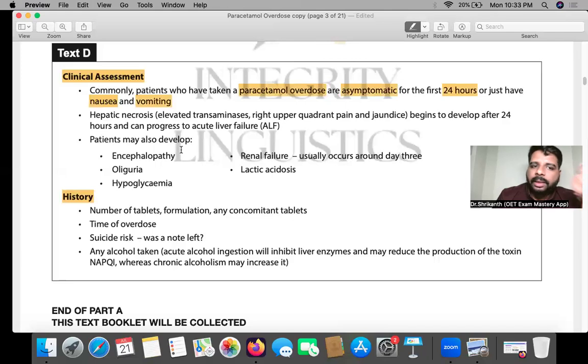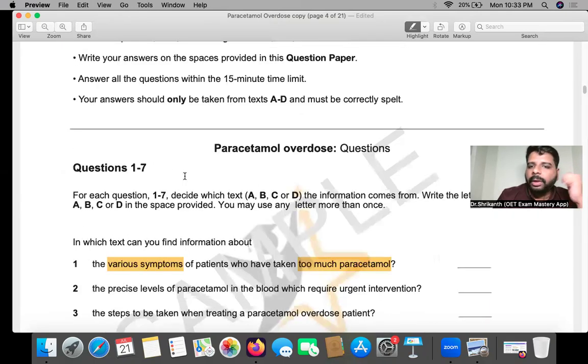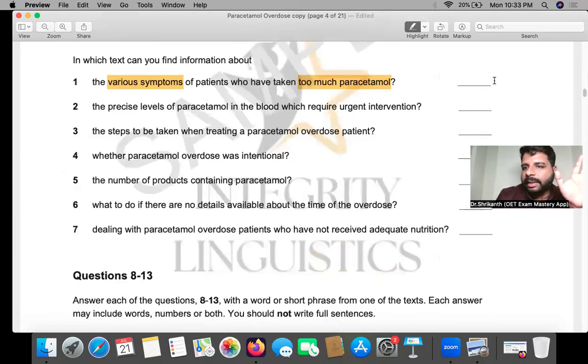Now, the other options are certain complications. This is diagnosis. Oliguria, hypoglycemia are not symptoms. These are names of a disease, which is what we call a diagnosis. Nausea and vomiting are not diagnoses. They are symptoms. So the answer is over here. Now you can very confidently write the answer as capital D.